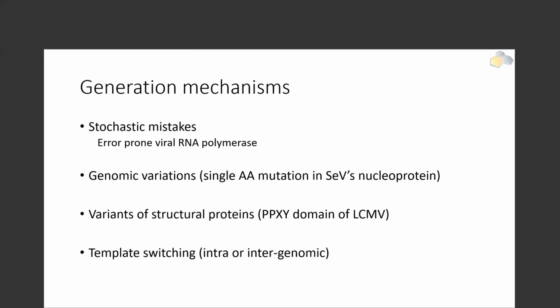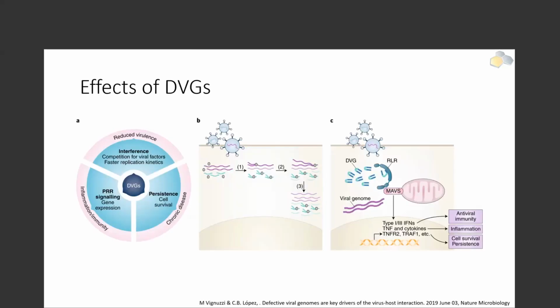So there are many mechanisms, but overall, the whole underlying concept is that these differences all lead to genomes that cannot fulfill a full replication cycle. And they have multiple effects. As I've already mentioned, they were originally described as interfering particles because they've been observed to interfere with the full cycle of the wild type virus, and this can be done in different ways.